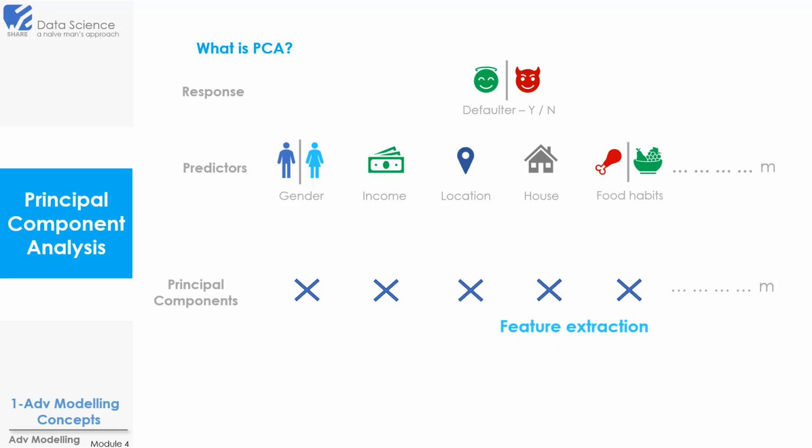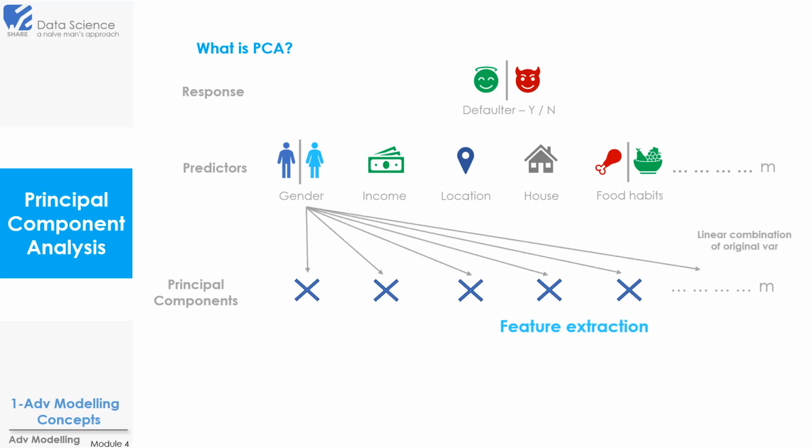So what we do is, we don't remove the feature completely, rather we extract the features. What does it mean? It means that we use all the features and make linear combinations of them to create new variables. Now what do I mean by linear combination? Basically we create new variables called principal components, such that each of these variables is a linear combination of all the original variables, like so.